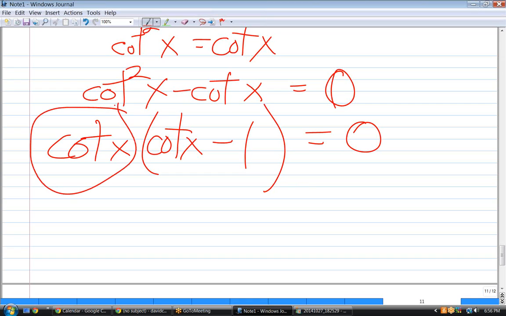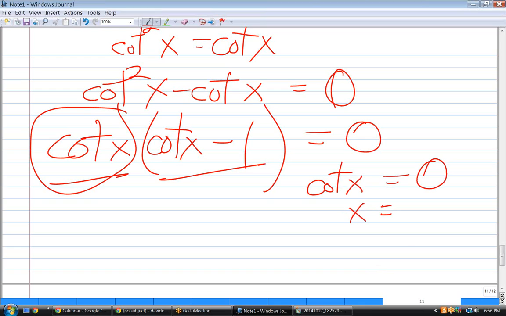It's the first step. Don't forget that. Everybody forgets that one. In other words, either that's 0 or that's 0. So solve both of them. Oh, okay. So cotangent x equals 0. Start there. Where does that happen? That's never, right?